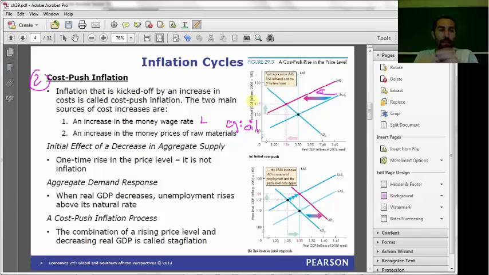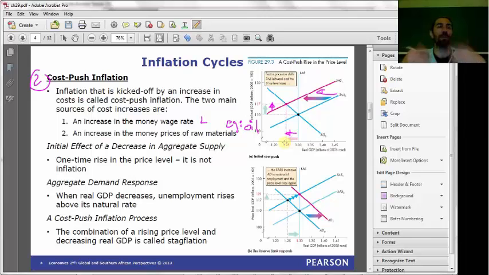So if our aggregate supply curve shifts to the left because of an increase in input costs, what might happen? Well, what we know is going to happen is, first of all, prices are going to increase and output is going to decrease. Okay? Shift to the left in aggregate supply, prices increase, output decreases.